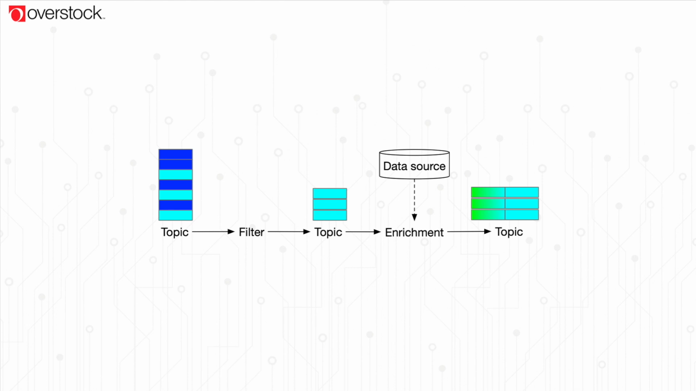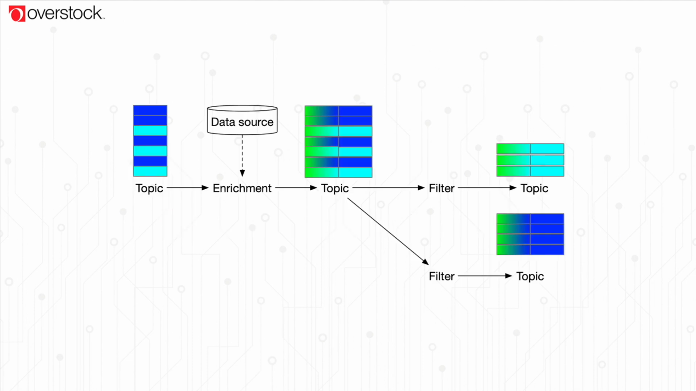Now it can be more effective to filter before performing enrichment to reduce the number of reads hitting your data source. However, if multiple consumers need that enriched data for different purposes, enriching it in one place can reduce code duplication and complexity, since filters are simpler to write and maintain than enrichment functions.